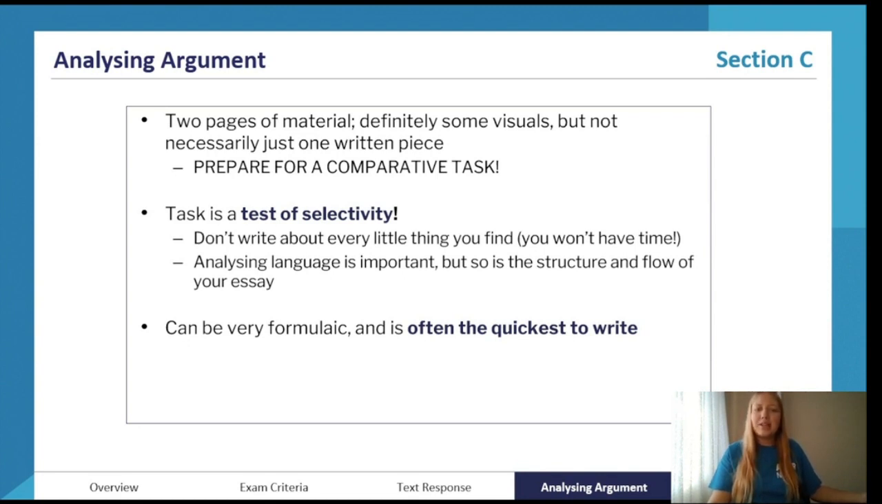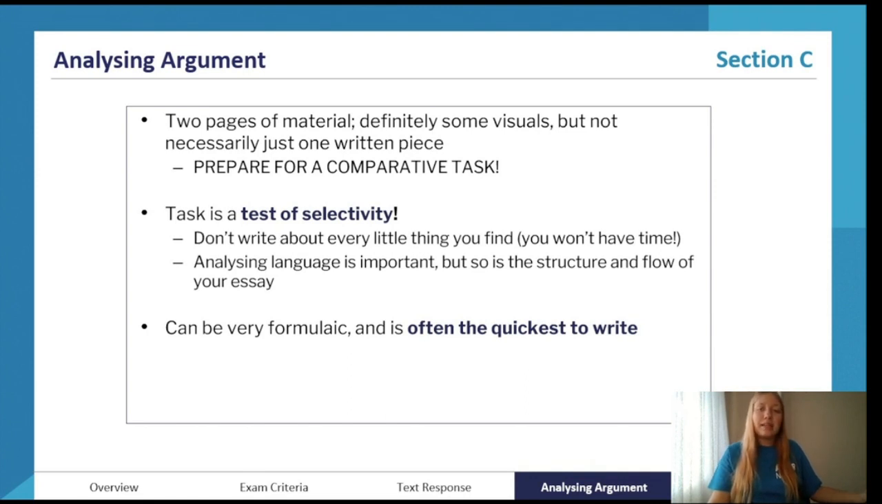So the task is essentially a test of selectivity, being super selective, only choosing the most relevant evidence and PLTs. You're not going to write about every little thing you find in every little piece of evidence. You need to really plan and select the best evidence to analyze. Analyzing language is important, and do it a few times, but so is the structure and flow of your essay. So it's often the quickest task to write just because it's so formulaic and all the same.